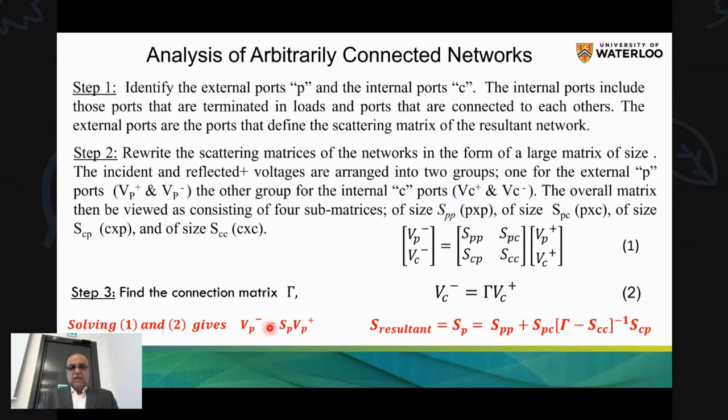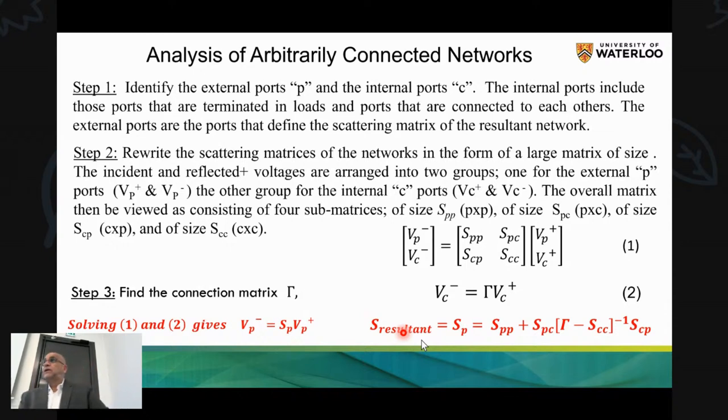Gamma relates basically VC minus to VC plus. Remember, C is the internal port and P is the external port. Now, I have these two equations, and here I have another one. By manipulating equations one and two, I can get a relation between VP minus and VP plus. Remember, VP minus is the reflected wave of the external ports, and VP plus is the incident wave of the external ports. Effectively, this is the resultant matrix I need for the overall network.